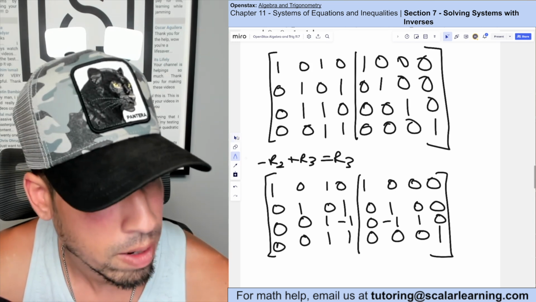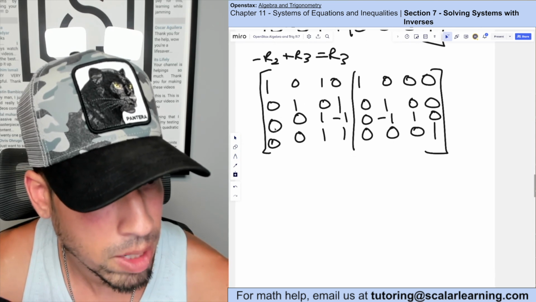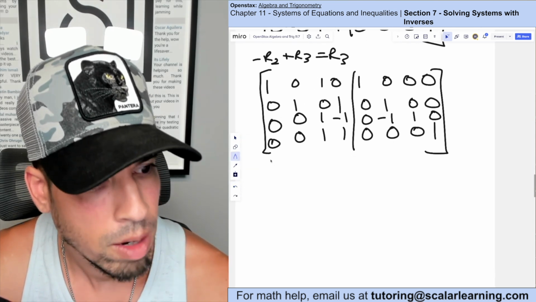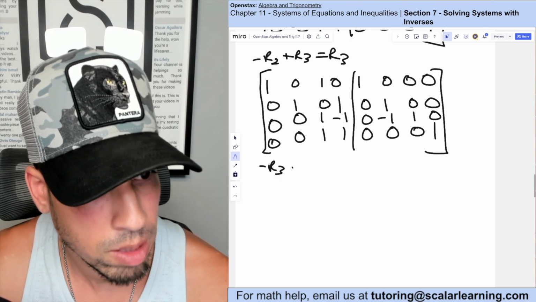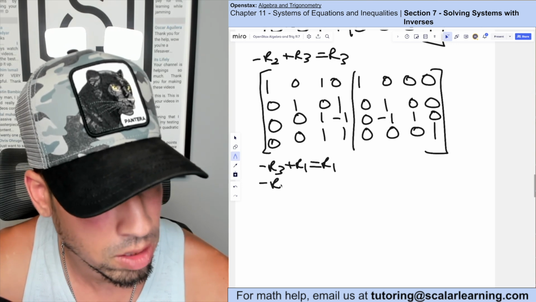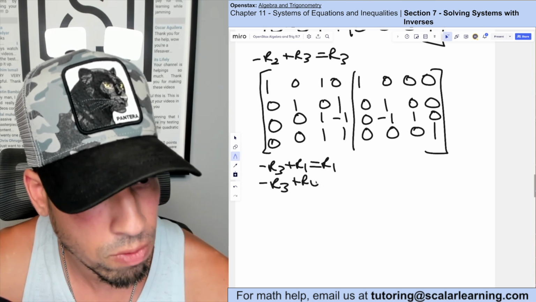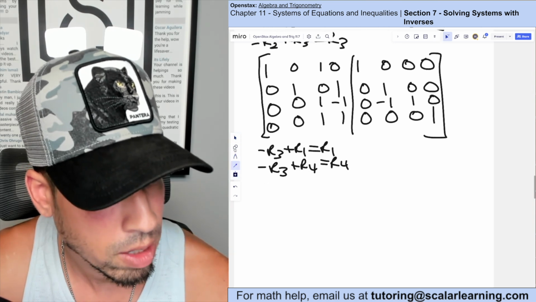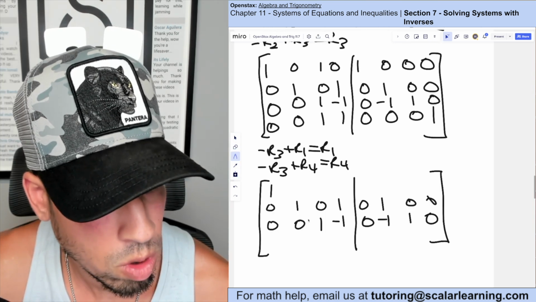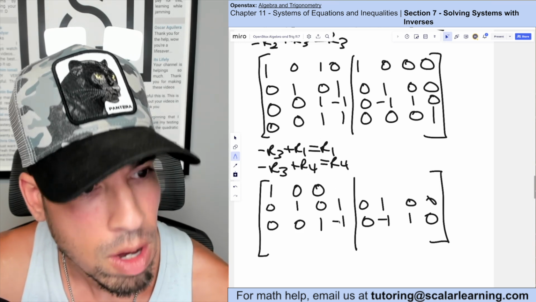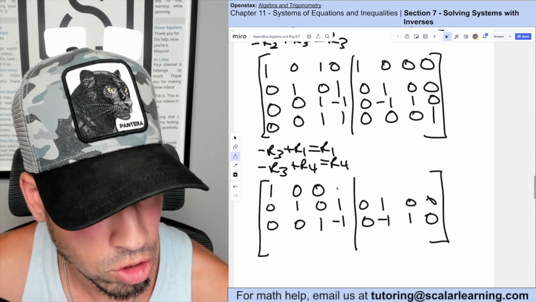Okay, next I'm going to work on my third column, and I'm going to get this and this guy to go to 0. And we're going to do that by multiplying row 3 by negative 1 and adding it to row 1 to get a new row 1. I'm going to simultaneously also affect row 4 as well with that exact same addition. So let's write that out. So we got 0 plus 1 is 1. 0 plus 0 is 0. -1 plus 1 is 0. +1 plus 0 is 1.